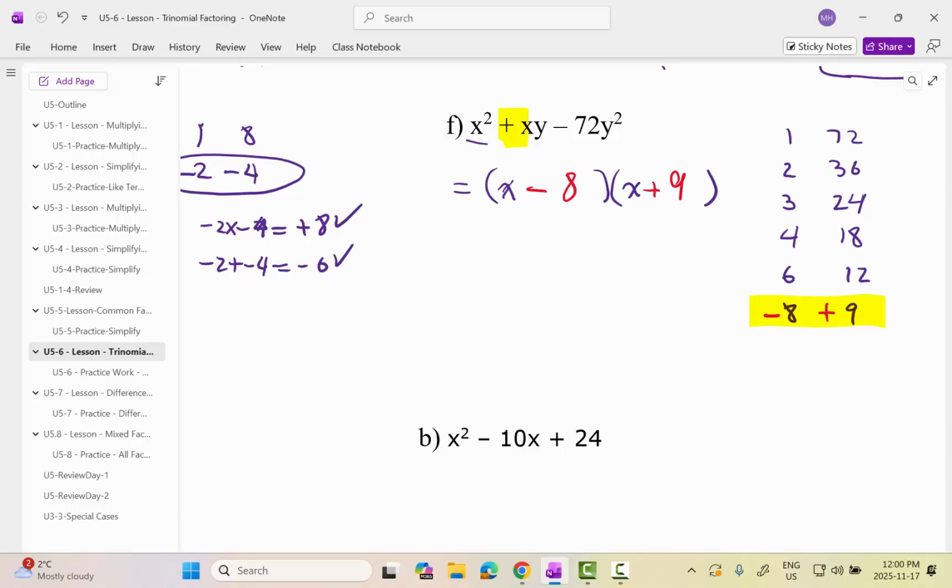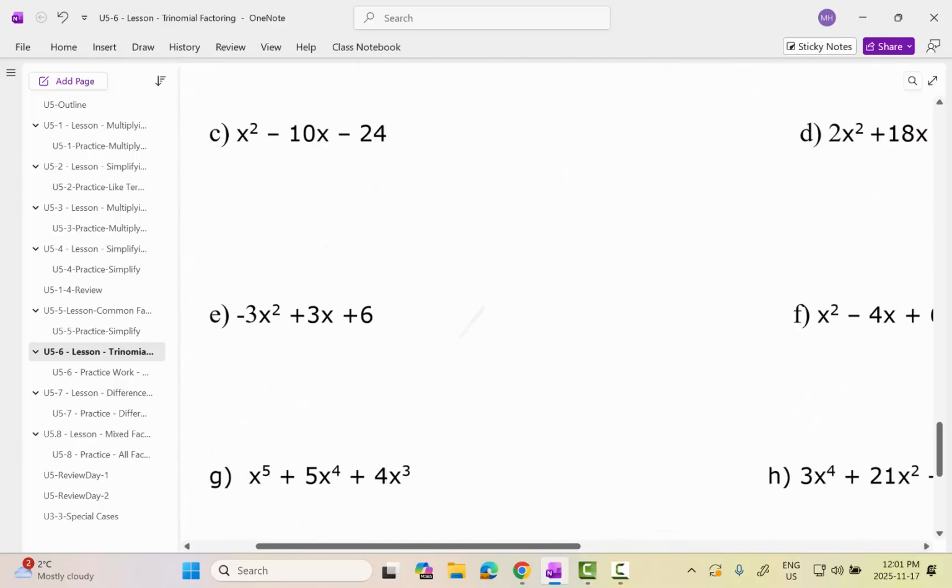Is this the final answer? Something looks wrong though, right? Why? Because this one has a y squared. How do we get y squared? Y times y. So you have to have 8y and 9y to get 72y squared. Does that make sense, everyone? Yes? Okay.